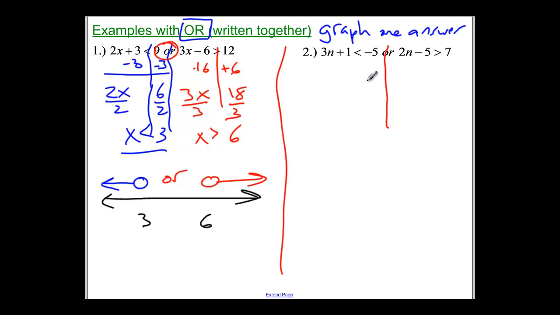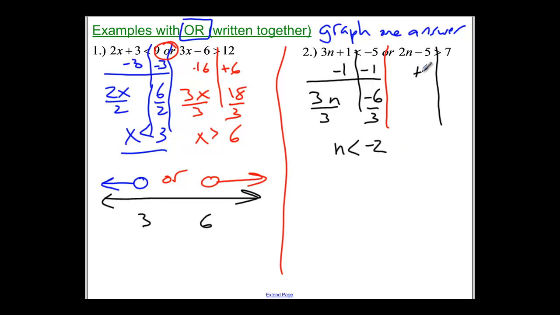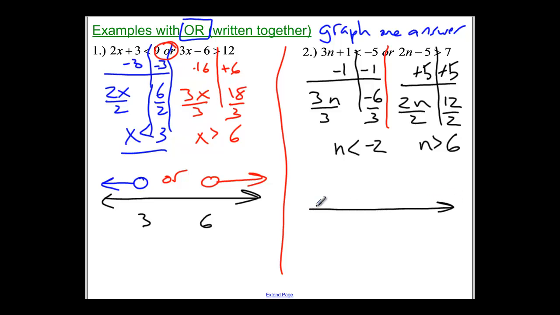Okay, so again we have 2 problems. Do this one here. So I'm going to subtract 1 from both sides. 3n compared to negative 6 divided by 3, n is equal to negative 2. Now don't say, well, I got a negative. You did not multiply or divide by a negative, so nothing changed, so the sign stays the same. Same thing over here. We're going to add a 5 to both sides, and we have 2n compared to 12 divided by 2, and n compared to 6, and again multiply or divide by negative, did not, so the sign stays the same.